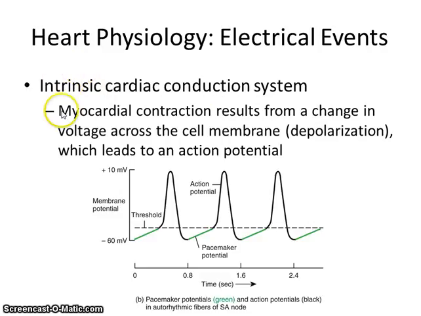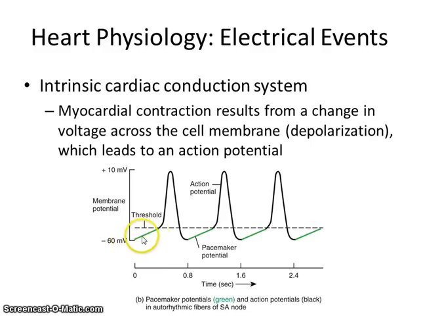So intrinsic, it's inside the heart. It doesn't get outside influence too heavily. Cardiac heart, conduction, sending signal. So what happens, just like in nervous tissue, just like in skeletal muscle cells, is that our cells at rest are at a negative charge. Our cardiac muscle cells are negative 60, whereas our neurons were closer to negative 70.